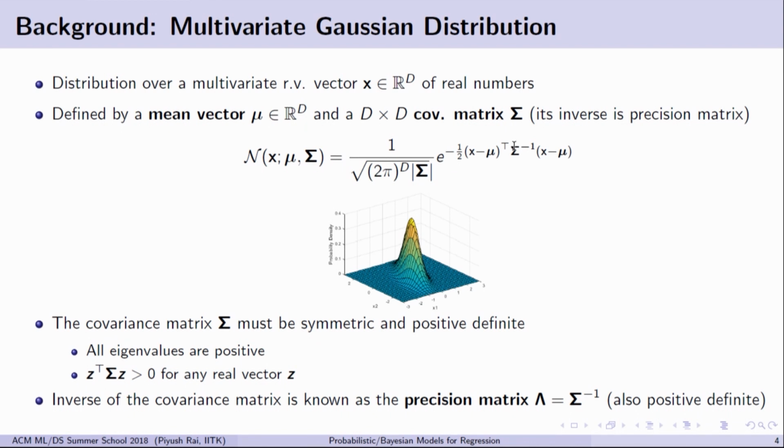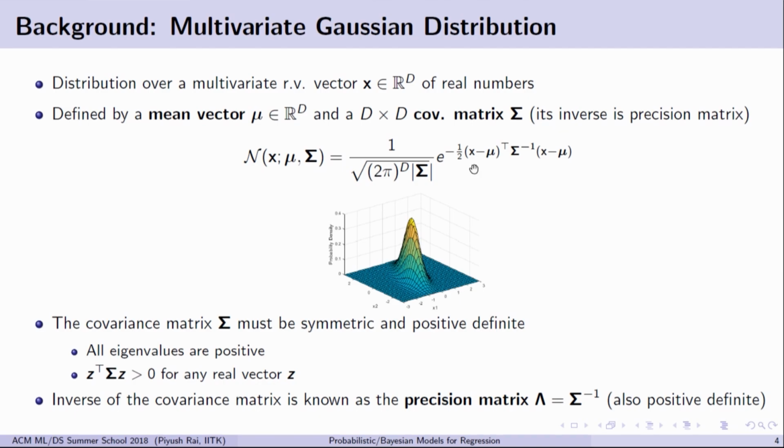For example, it has to be a positive definite and symmetric matrix. Also, the inverse of the covariance matrix is known as a precision matrix. So these are some of the other technical details associated with Gaussians, but I don't think they will be needed here. But the important thing to remember is that this is the form of a multivariate Gaussian distribution.